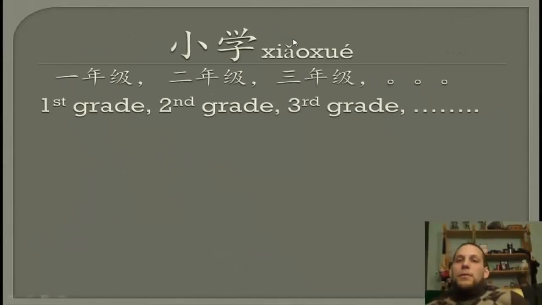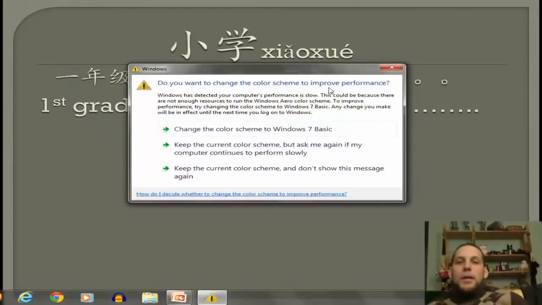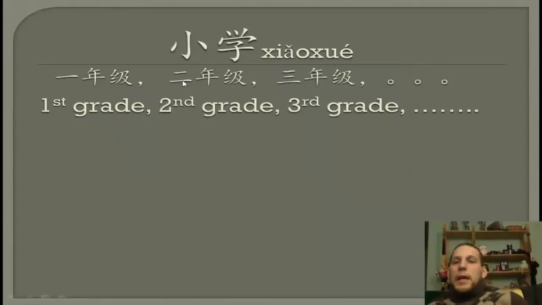So for 小学, pretty simple. We have first grade, 一年级. For second grade, 二年级. For third grade is 三年级. What would fourth grade be? 很好. 四年级. 五年级. And 六年级.